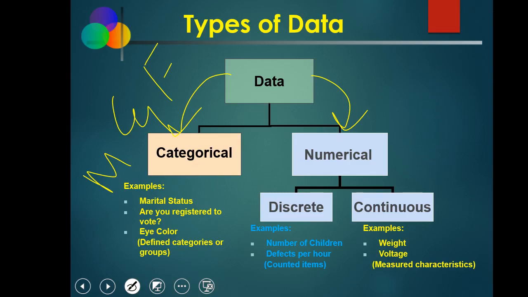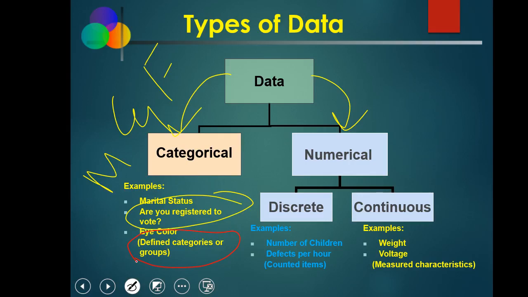Or we can say, are you a registered voter? If you ask that, yes or no will be the answer. So data in the form of yes or no is also categorical data. Similarly, eye color for anyone, if we say the eye color is blue or black, this is also categorical data. In fact, these data are defined in categories. So data defined in the form of a group or category is categorical data.